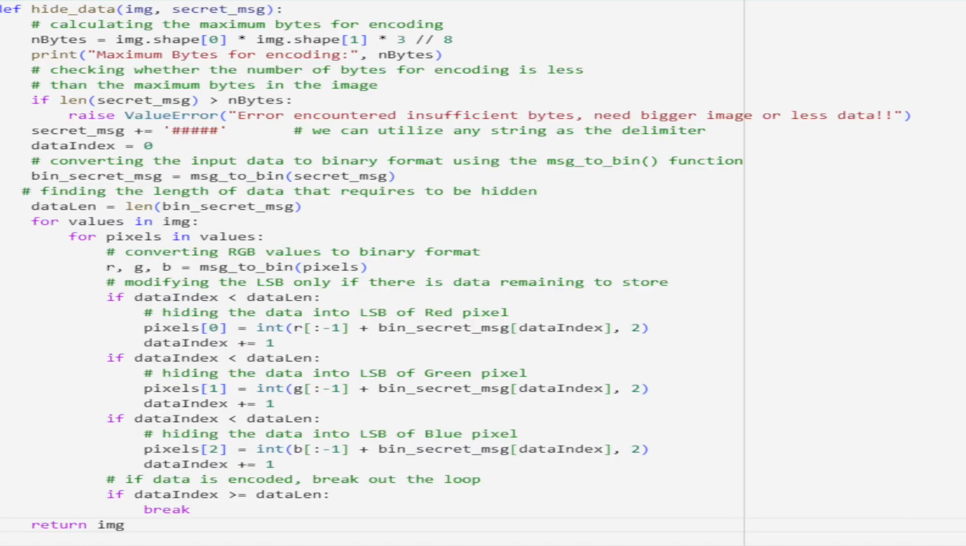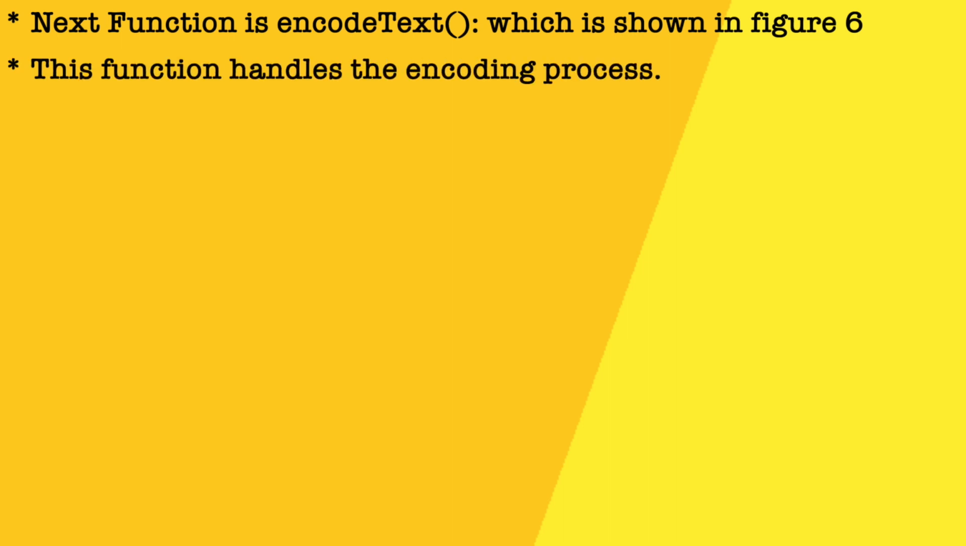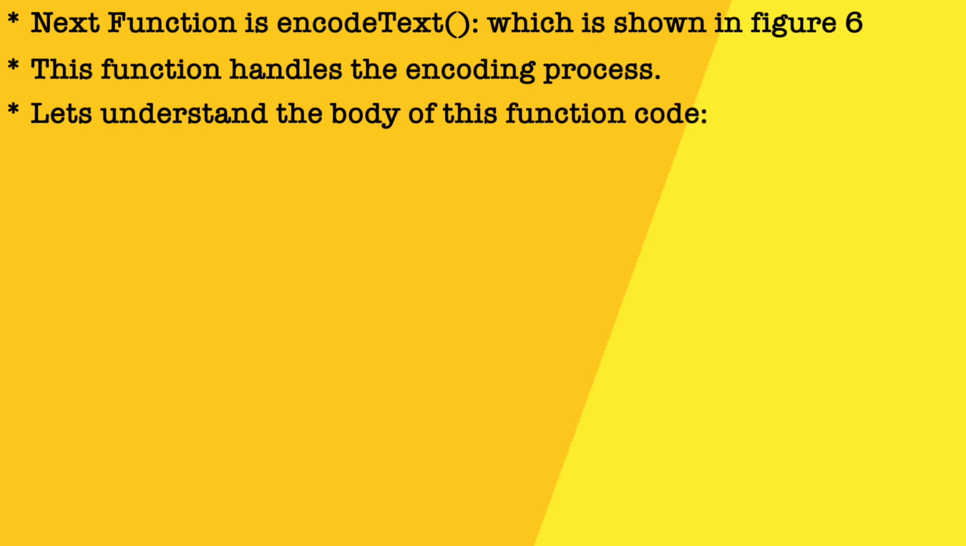Finally, the modified image with the hidden data is returned, which is shown in figure 5. The next function is encode text, which is shown in figure 6. This function handles the encoding process. Let us understand the body parts of this function one by one.